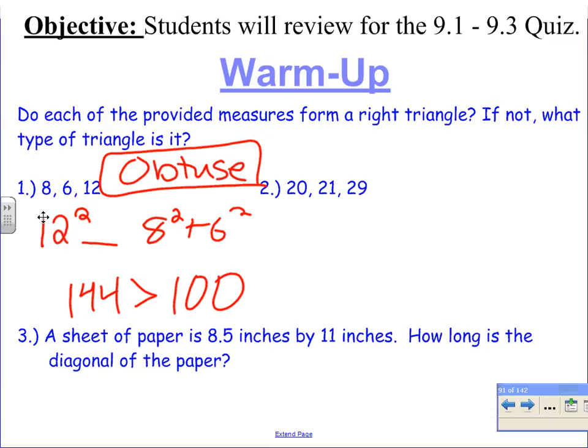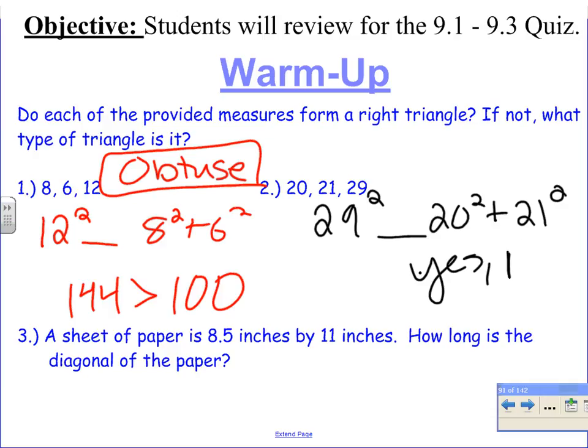Okay, Shane, number 2, how did you set that up? So what was your first step? Okay, and you don't have to tell me what you got. Do you remember what kind of triangle it is? Good. So this one was yes, it is a right triangle. They are equal. So if they're equal, which means hypotenuse squared is equal to sum of the legs squared, it's a right triangle.